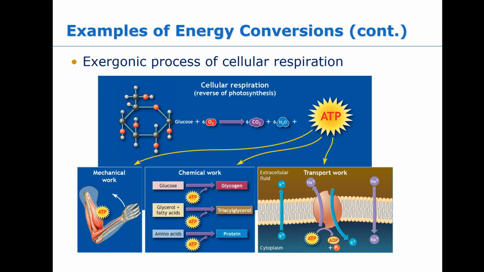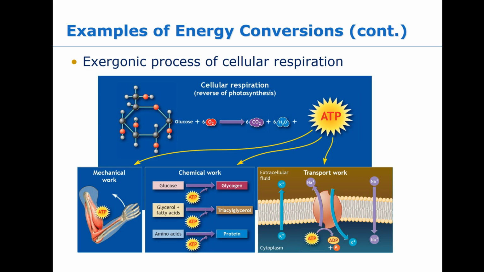Another example would be tissue repair. After a really hard resistance training bout, when we need to repair the small micro tears that have occurred within the muscles, that is a form of chemical work to synthesize or resynthesize tissue that was minorly damaged.